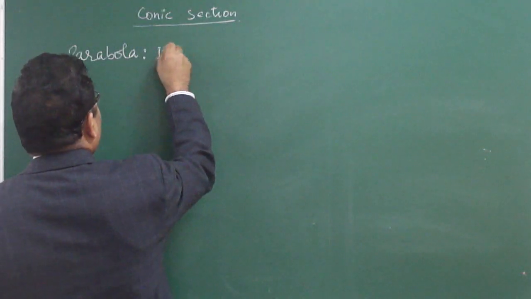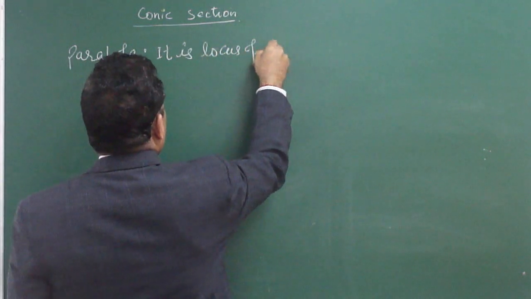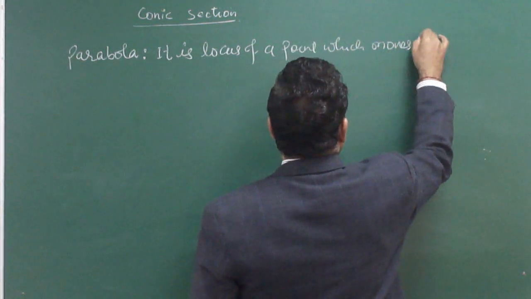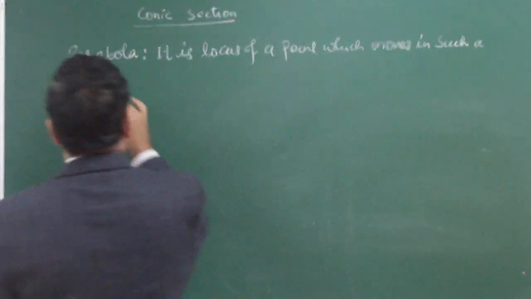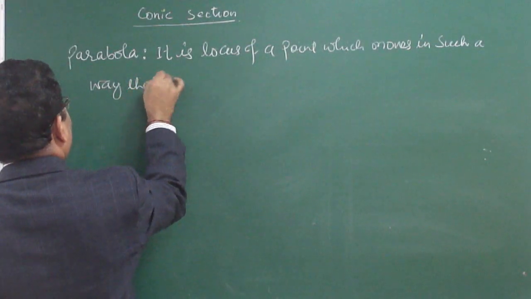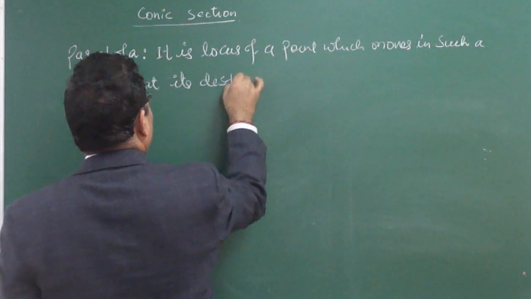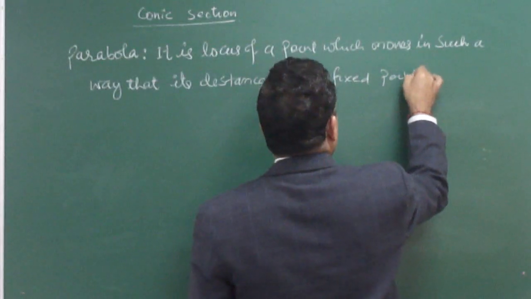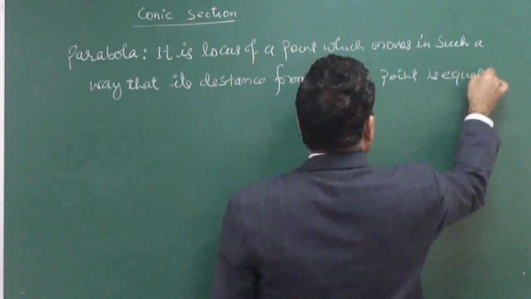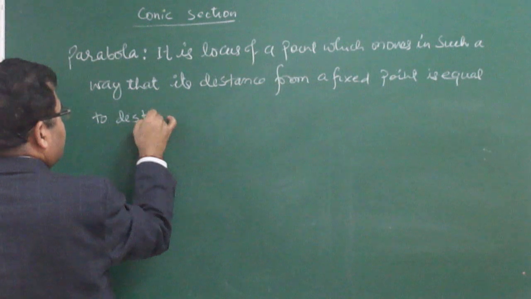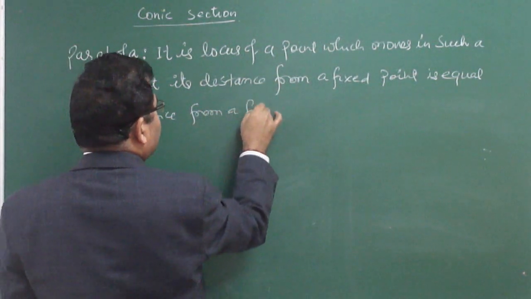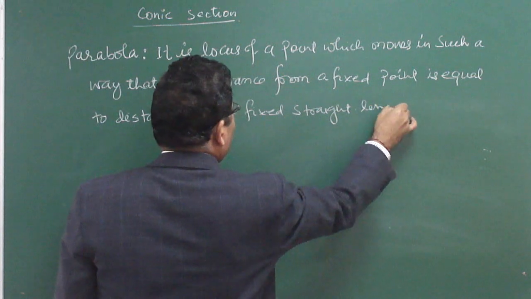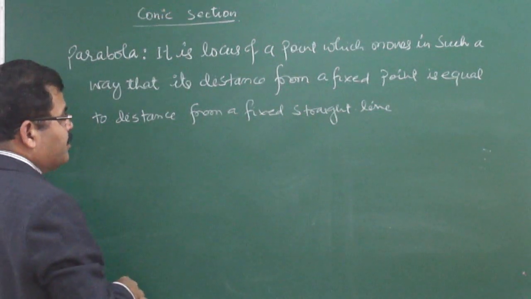Parabola. It is a locus of a point which moves in such a way that its distance from a fixed point is equal to its distance from a fixed straight line. A fixed straight line is called the directrix. The fixed point is called the focus.